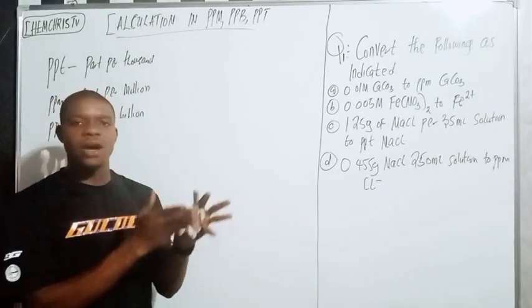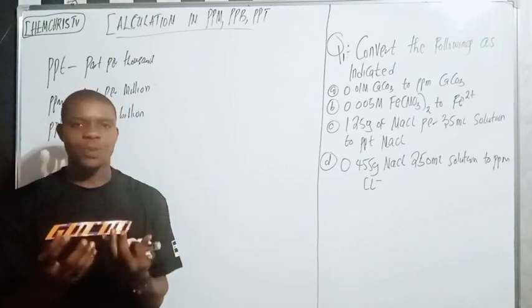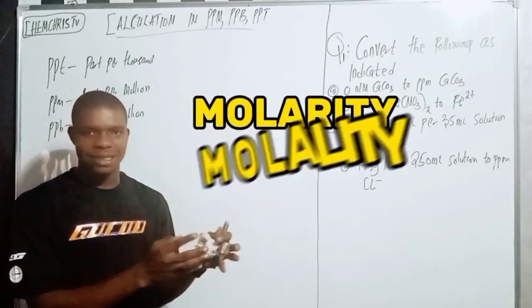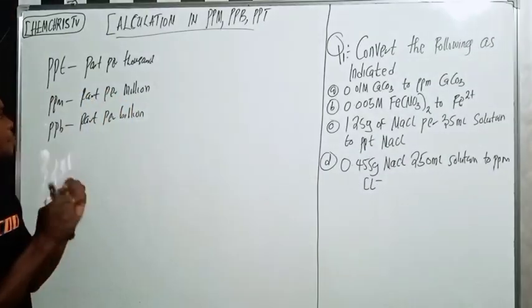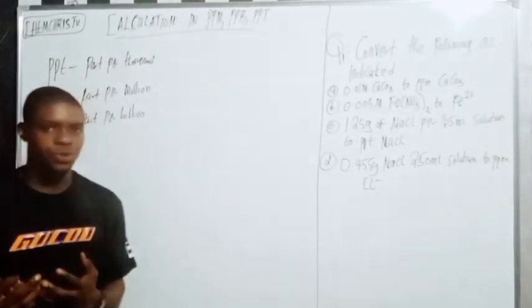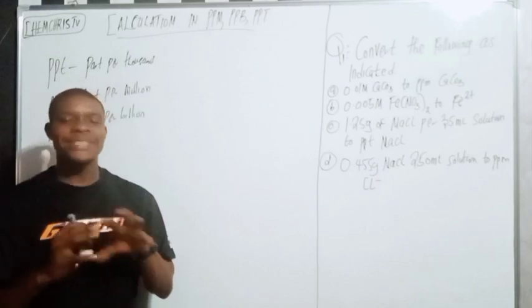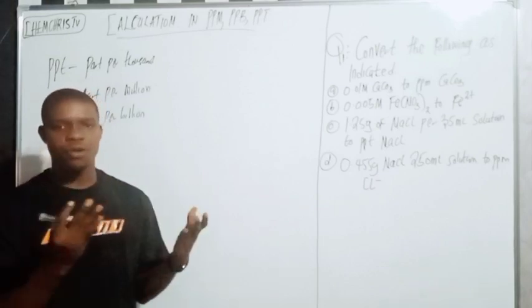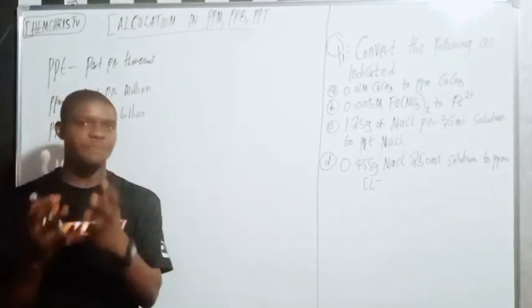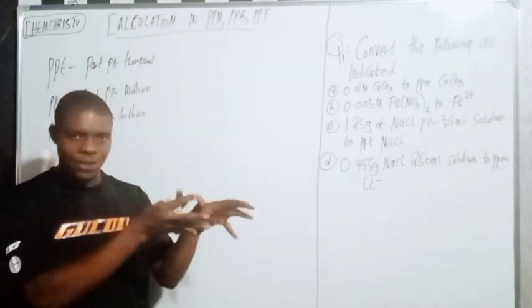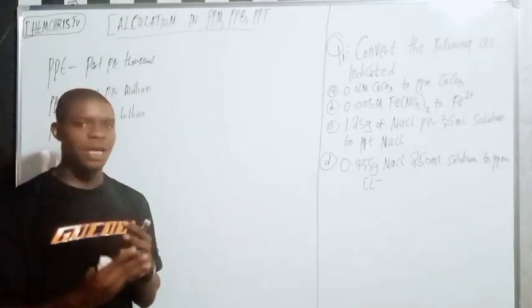So the concentration of a solution can be expressed in molarity, in percentages, in parts per million, parts per billion, or parts per thousand. Do you understand? So now there are different methods to solve ppm, ppb, and ppt. Depending on the question, you know the formula to apply.